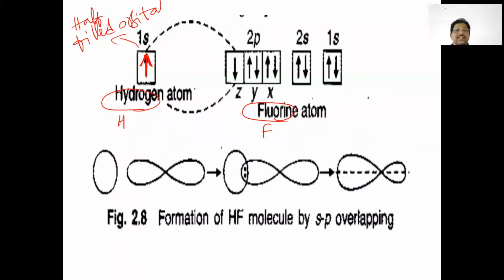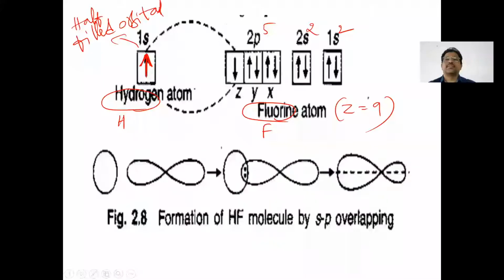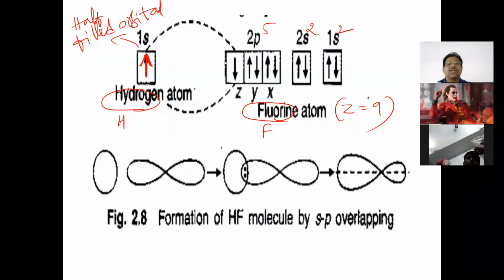What is the electronic configuration of the fluorine atom? 1s2, 2s2 and 2p5, with atomic number Z equal to 9. So here we have taken another example: formation of the HF molecule, the hydrogen fluoride molecule. In this case, the hydrogen atom approaches the fluorine atom. In 2p5 there are the 2px, 2py and 2pz orbitals: 2px with 2 electrons, 2py with 2 electrons, and 2pz with 1 electron.